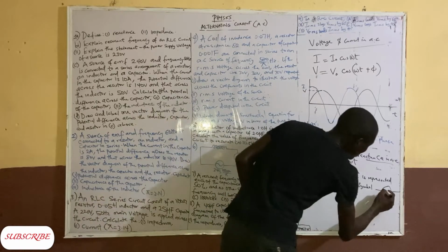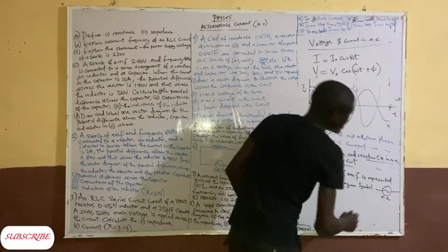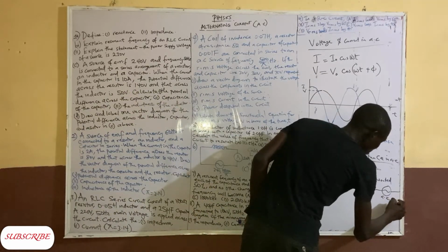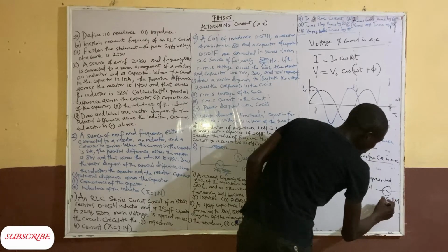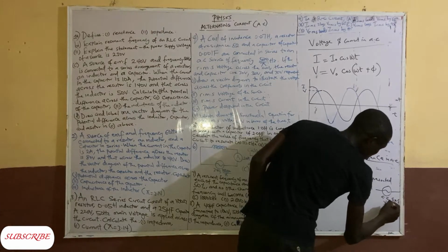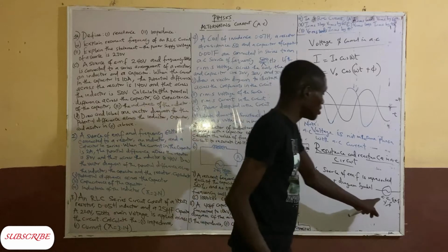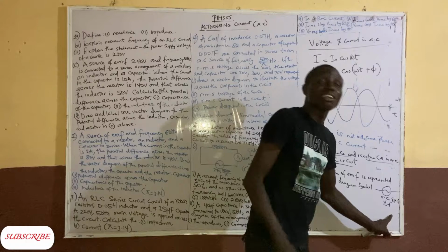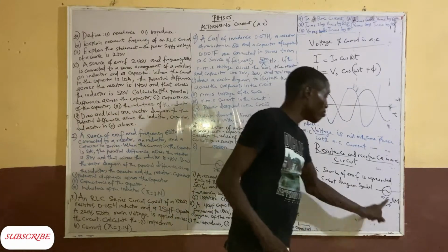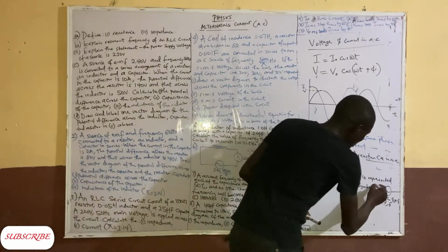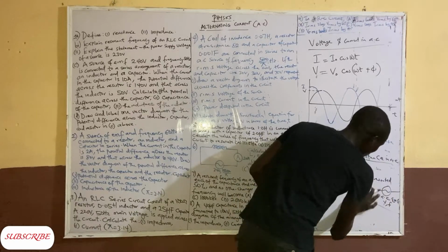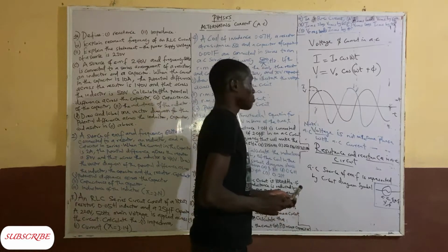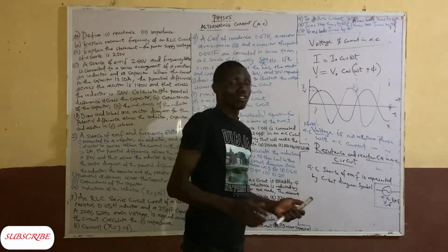So this is an AC source of EMF with voltage and angular frequency. Note this: this is the electrical symbol for an alternating current source of EMF.